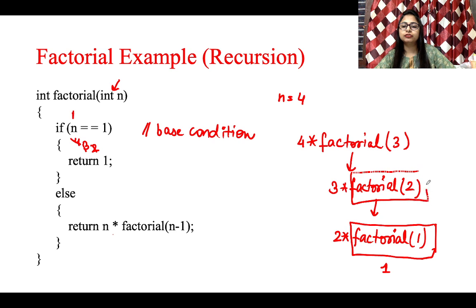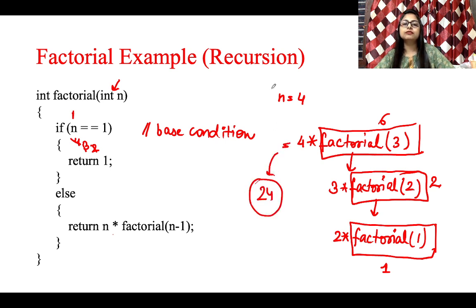So instead of factorial 2, it will become 2. Again 3 into 2 means 6. Factorial 3 will return 6 here. And 6 into 4 will become 24. So in this way, we calculate the value of 4 factorial.